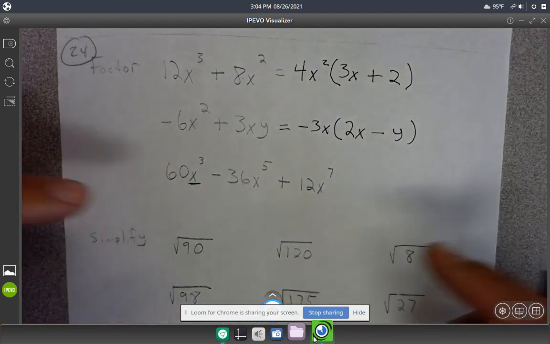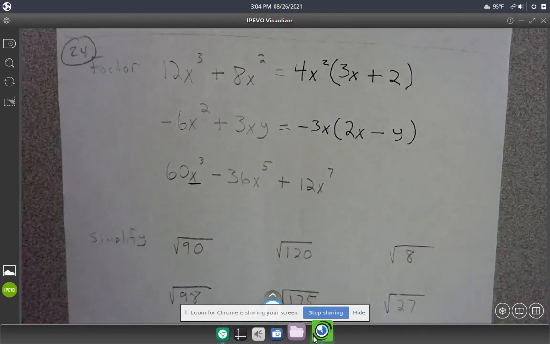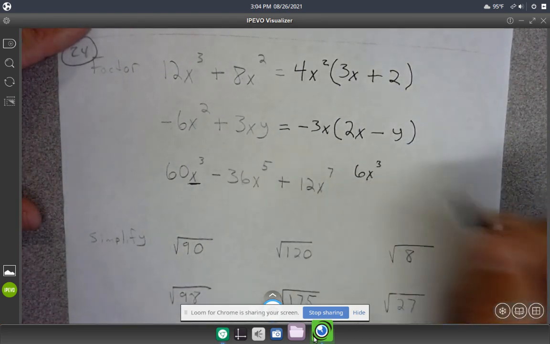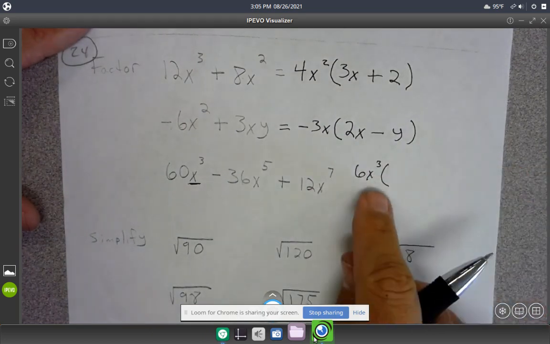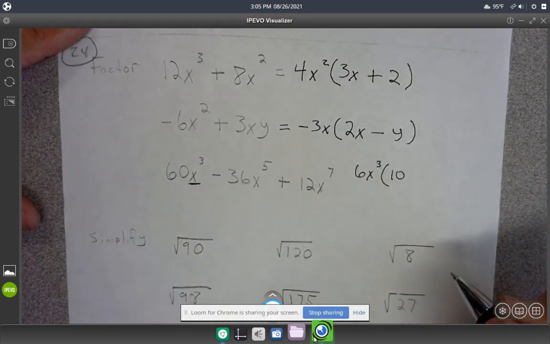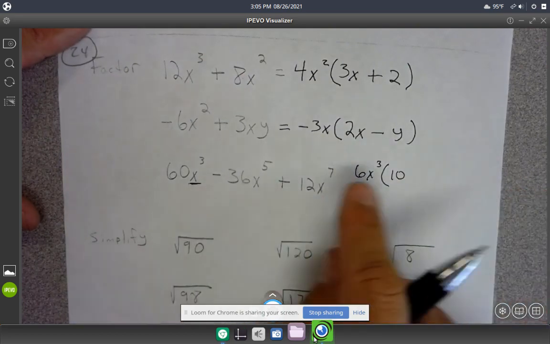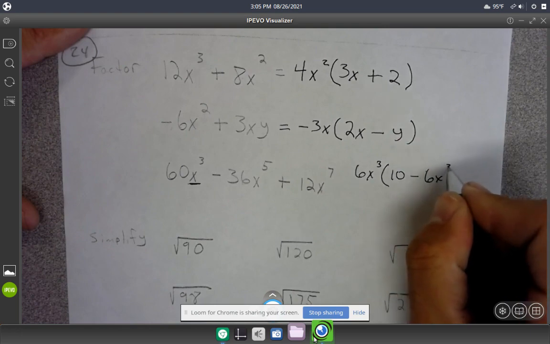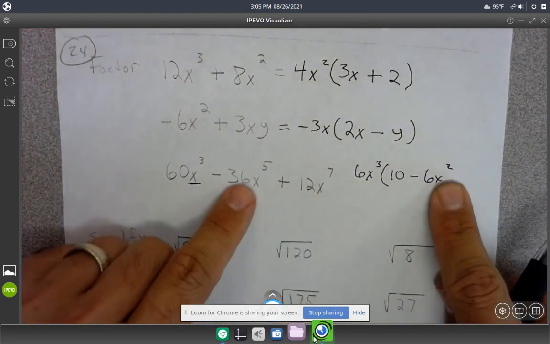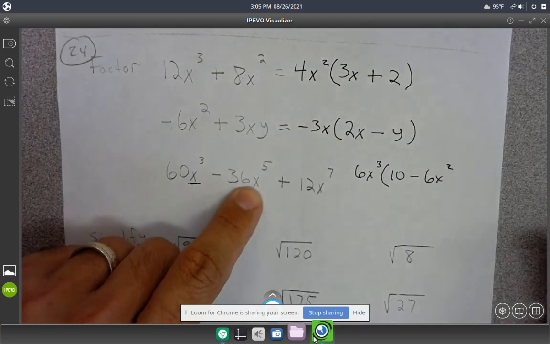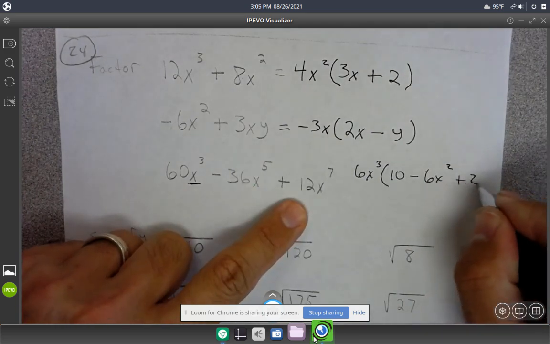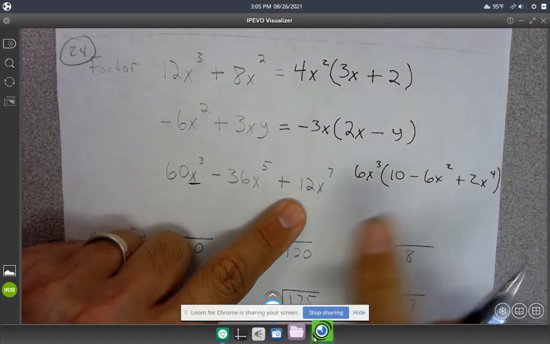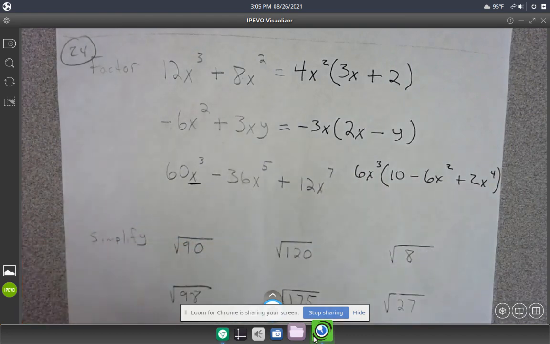So let's say, for the sake of argument, I did this question wrong. Let's say I only brought out a 6x cubed. And if I brought out a 6x cubed, this first one would become a 10. And it would be a minus 6x to the second power. X cubed, x squared. That'll give you x to the fifth. And then the last term, 6 times 2 would give you a 12. And I would have to have 4 x's to give me 7 total there.